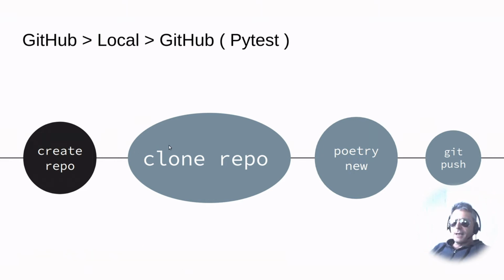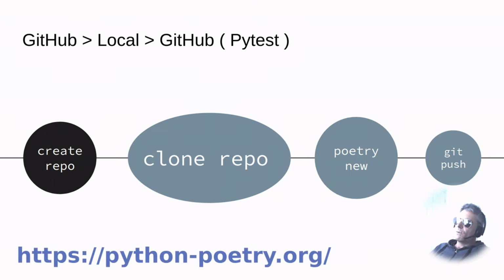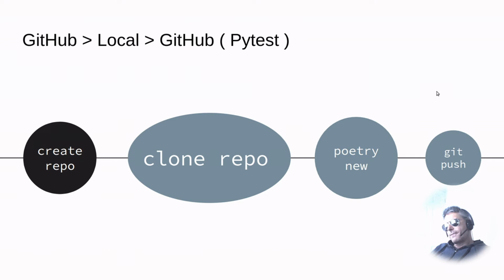Next, from the command line on your machine, your computer, laptop, PC, whatever you want to call it, clone the repo. So that's just git clone and then the link to the repo, which you get from the web page when you create the repo. Then you issue the poetry new command, which basically creates the directory structure and some additional files, which will be useful if you ever want to build your package. Then git push.